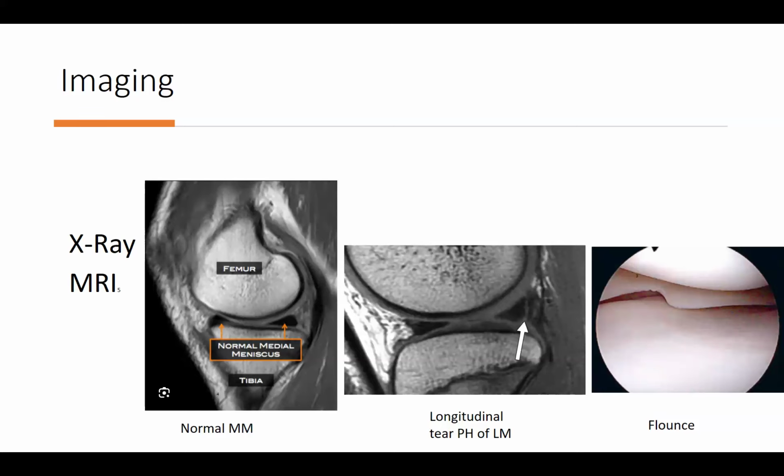The menisci can exhibit a flounce, similar to the ruffled appearance of a ruffled piece of clothing, shown in the arthroscopic photo.